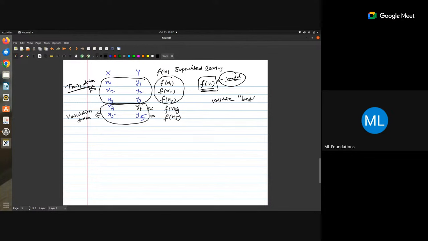Fine. Now I'm done with the validation, everything is done, and I am satisfied with whatever f of x is there. Now I'll take a new data point x6, and I'm going to predict or classify whether this x6 is a cat or not, or whatever label is there. So how do I do that? I'll find f of x6 and throw an output: okay, this is a cat picture, or this is not a cat picture. So this x6 is called a test data point.